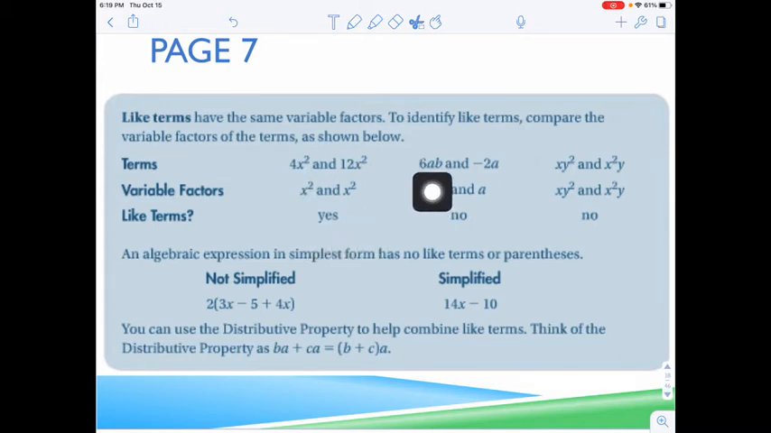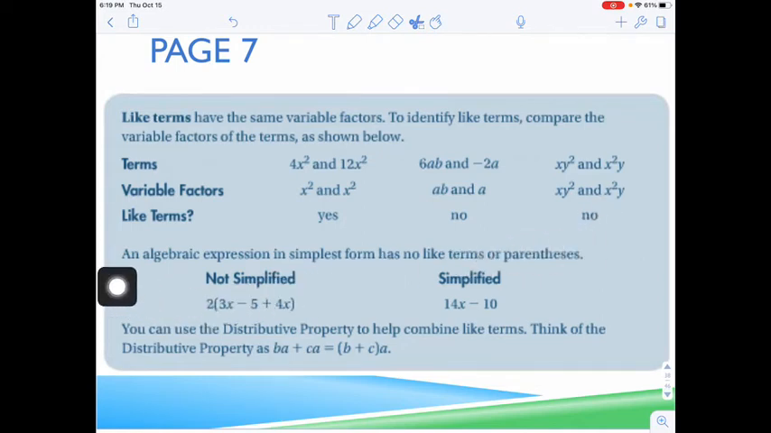Over here we have 6ab and negative 2a. This has a variable term of ab, and this has a variable of just a. So no, these are not like terms. Here we have xy squared and x squared y. Be very careful. This has the y being squared, this has the x being squared. Those are not the same, so they are not like terms.